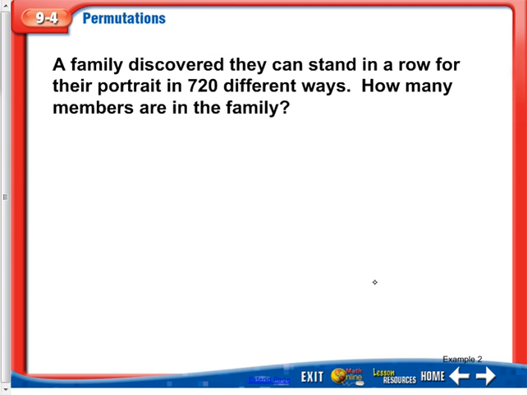Our last example for today: a family discovered they can stand in a row for their portrait in 720 different ways. So how many members are in the family? Basically we need to do a permutation, and it has to equal 720. Permutations usually go all the way down to 1. So I'm going to start right here with 1, times 2. That would mean we had 2 people in the family. Well, we know that 2 times 1 does not equal 720. So now I need to do times 3.